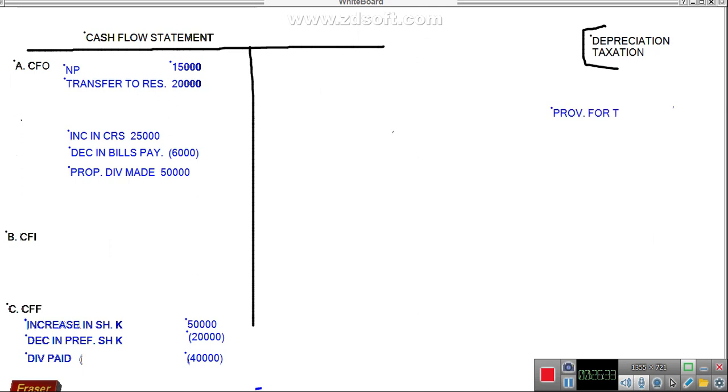Provision for taxation account to be prepared. Begin it with the credit side. It is a liability, so by balance brought down, 40,000, same amount is there, and to balance carried down. This is also 40,000.